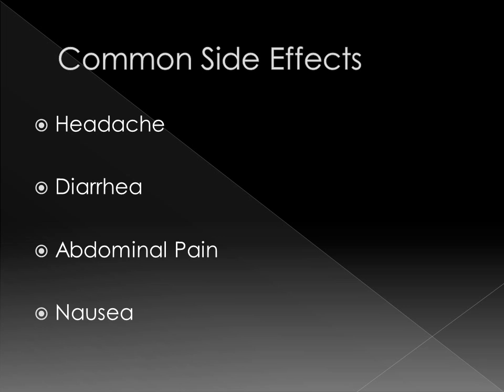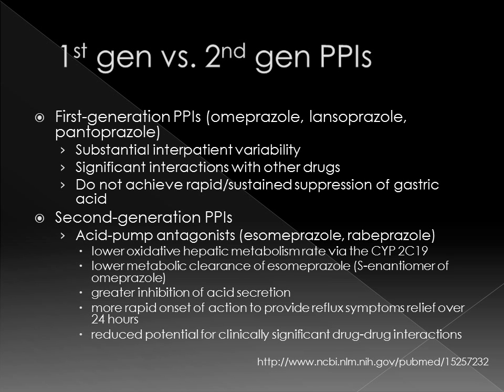The common side effects associated with PPIs are the following: headache, diarrhea, abdominal pain, and nausea. The PPIs can be separated into two drug classes: first-generation PPIs, which are omeprazole, lansoprazole, and pantoprazole, and second-generation PPIs, which are esomeprazole and rabeprazole. The first-generation PPIs have substantial interpatient variability and often interact with other drugs. A big disadvantage with these drugs is that they do not achieve rapid and sustained suppression of gastric acid.